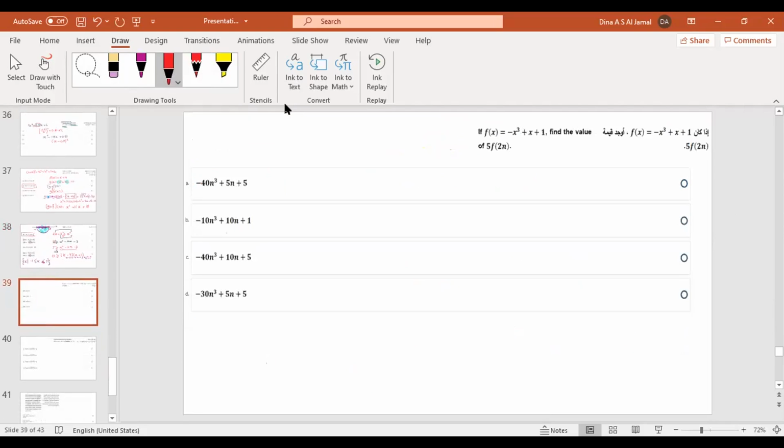Now let's go to the other question. He's telling you, you are having f of x to be minus x to the power of 3 plus x plus 1. So this is your f of x. Then he gave you another thing that he would like you to find: 5f(2n).